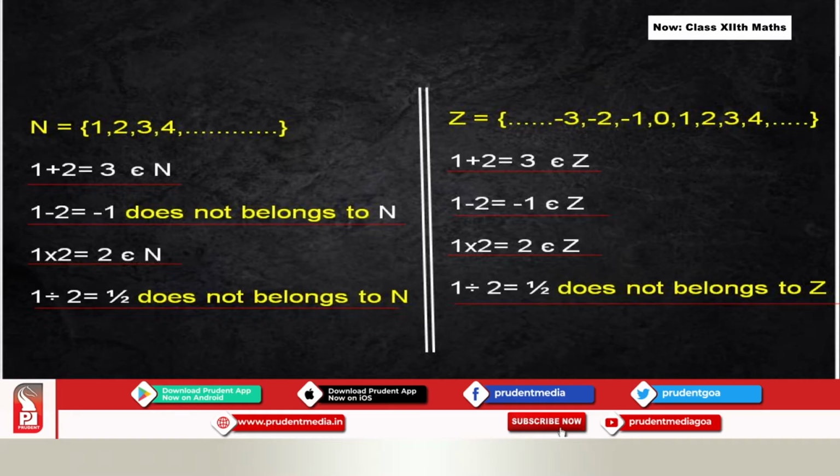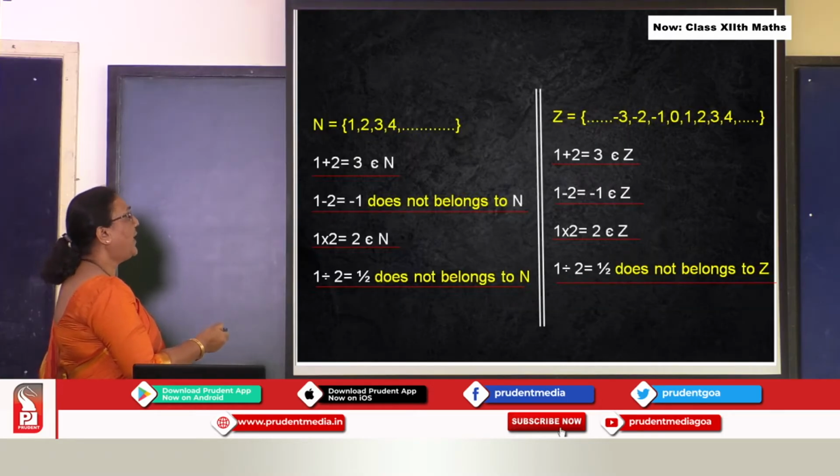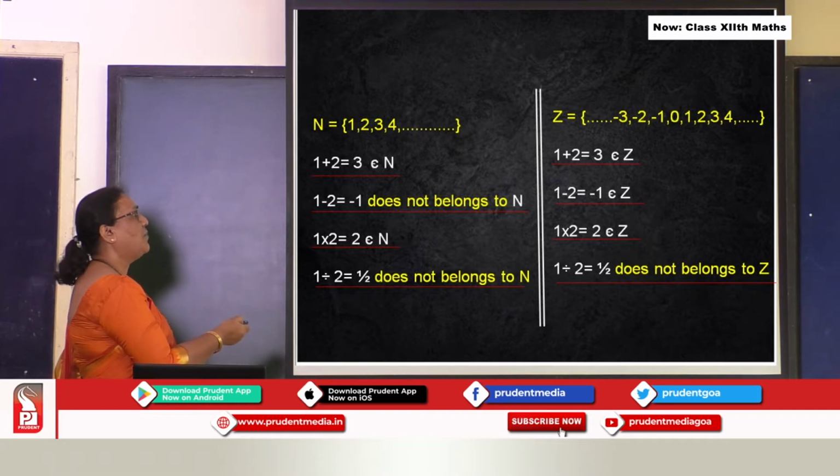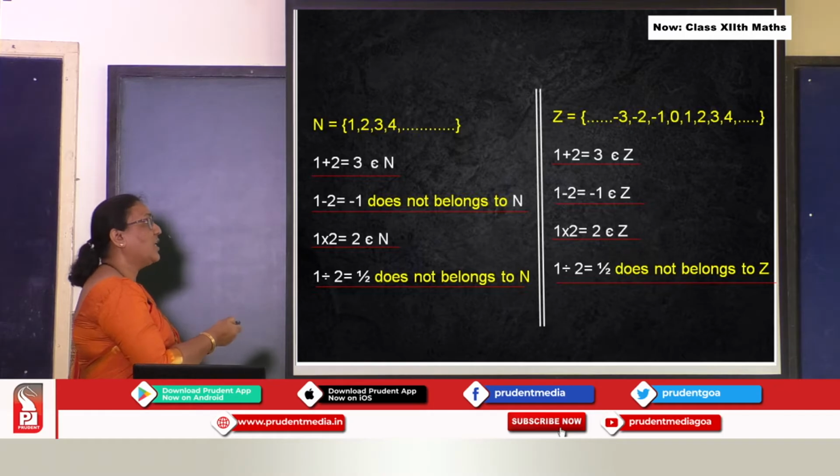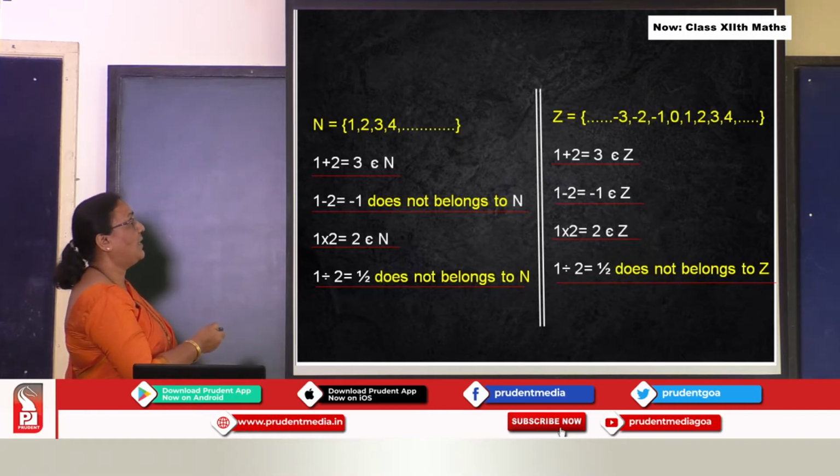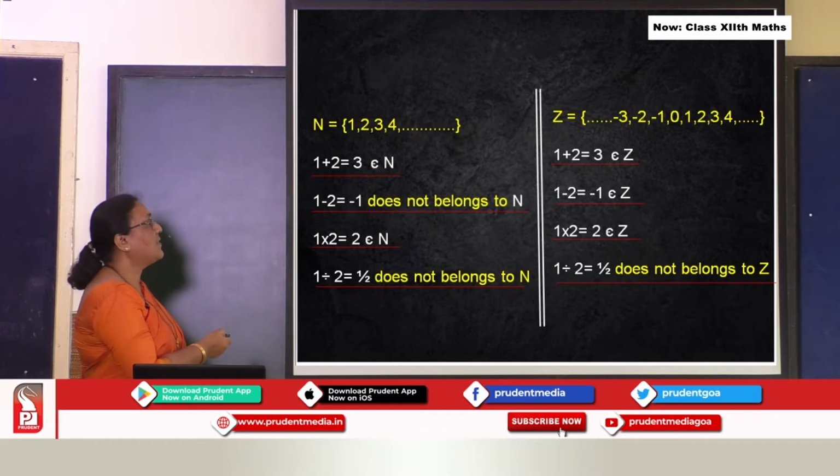Now next, in the set of integers, again I had taken the same binary operations here: plus, minus, into and division. Now I have changed the set. Here it was the set of natural numbers, here it is the set of integers. First example I had taken, 1 and 2, equals 3, which belongs to the set of integers. If you take any two numbers from this set, the answer will come in the same set Z. Therefore, plus is a binary operation in the set of integers.